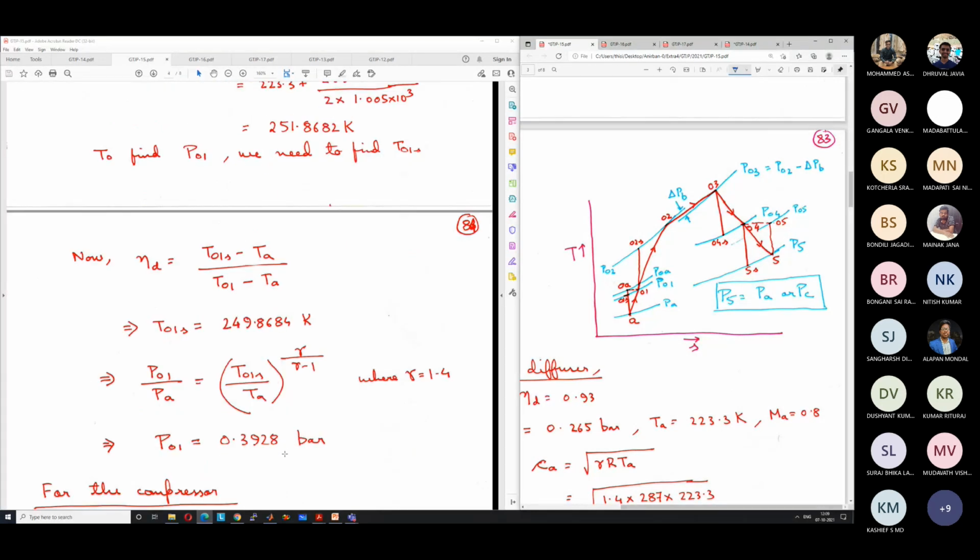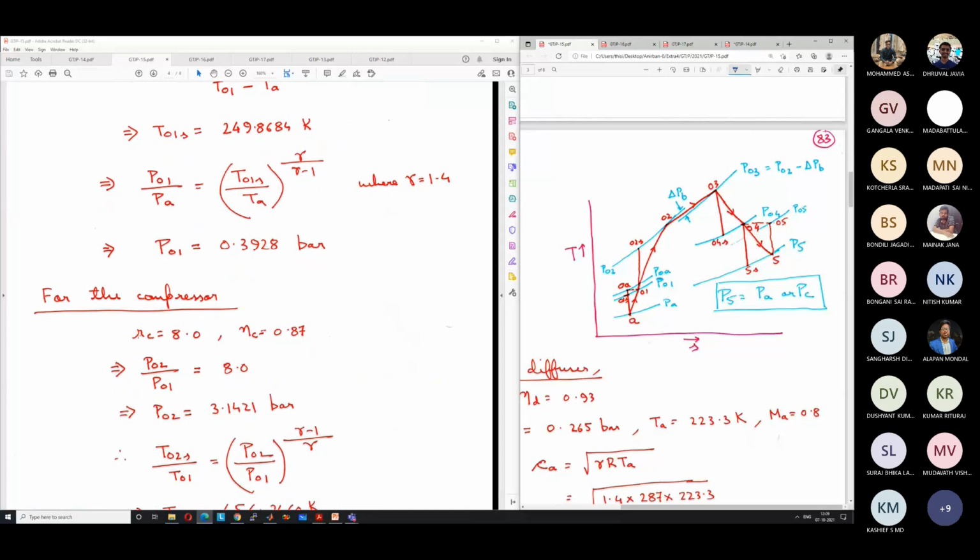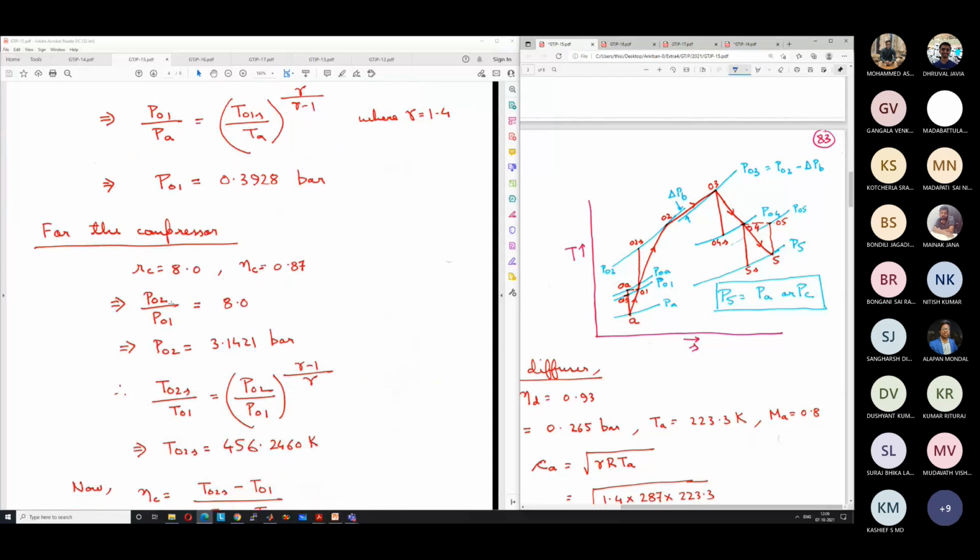So a lesser amount of compression will be required in the compressor because the diffuser has done part of the compression. For the compressor, the pressure ratio is given as 8 and the efficiency is 0.87. These parts are very familiar. You have done them for industrial turbines. I am sure you must have practiced for the exam also. So P02 by P01 is 8. So P02 is equal to 3.1421 bar.